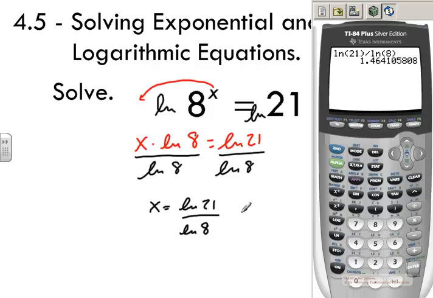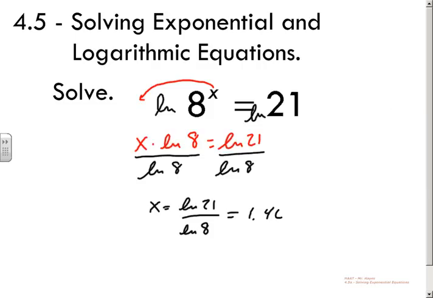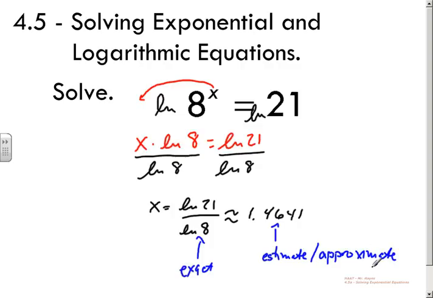So your answer here is going to be 1.4641. And actually, to be proper, let's say this is approximately equal to, because this right here is your exact answer, and this right over here is your estimate, or approximate answer. Depending upon what you see on tests, please make sure that you give what they ask for. So exact, you're leaving everything in natural logs, and if they say round to the nearest 4 digits or whatever, you can do that one.